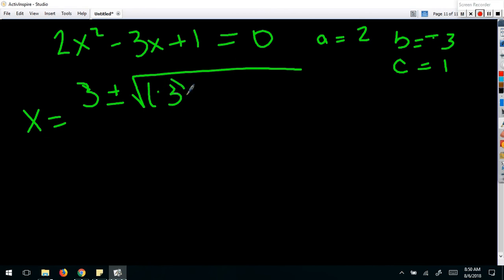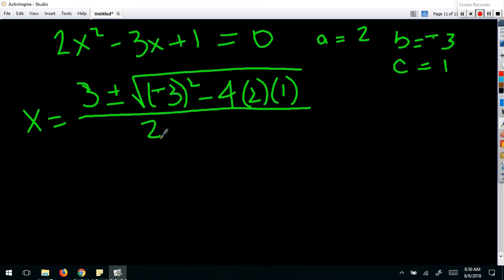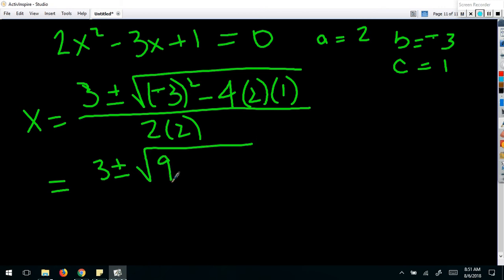I've got b squared, should be a negative there, minus 4 times a times c. Everybody goes over 2a. Okay, so remember, let's do the radical first. Negative 3 squared is 9. 4 times 2 is 8. Times 1 is 8 still, over 4.